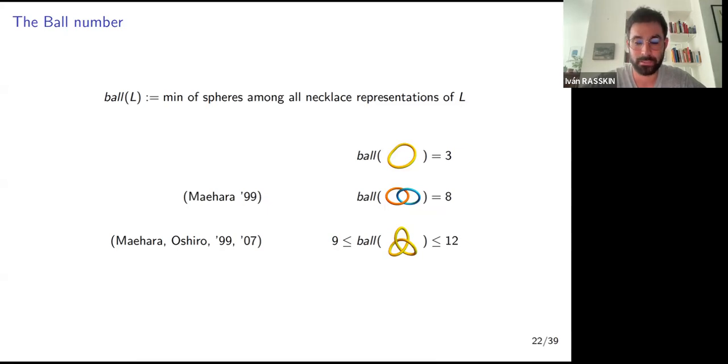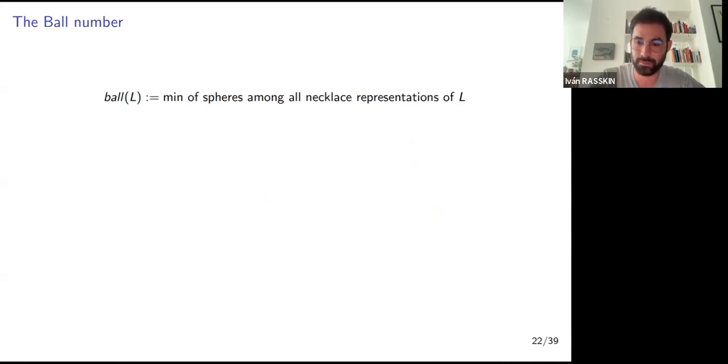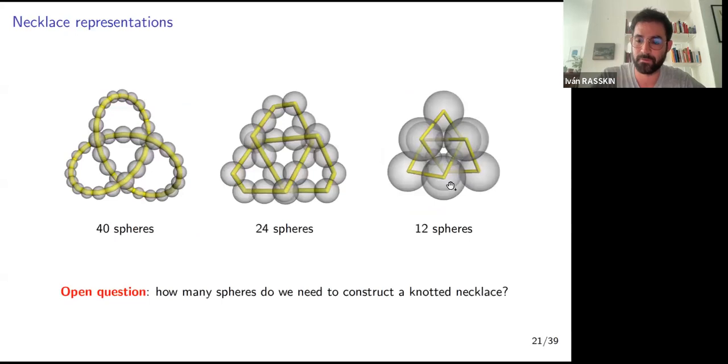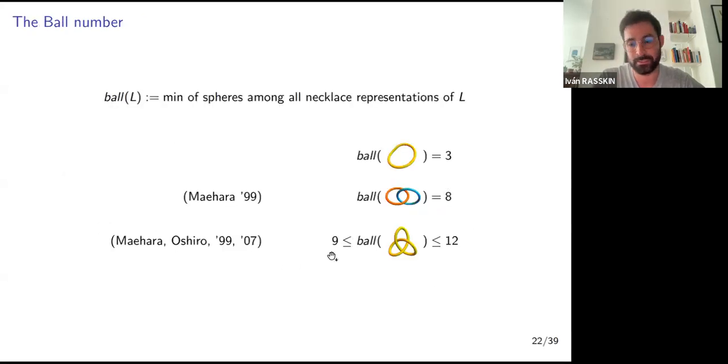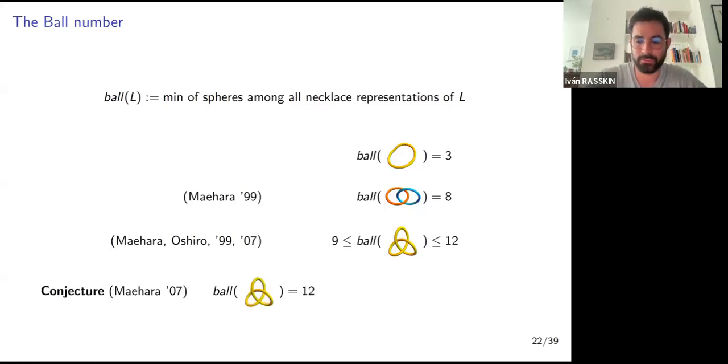Maehara and Ozawa proved that for the trefoil knot, they gave a construction with 12 spheres, which is the construction that we saw here. And they managed to prove that with 8 spheres, no matter the position, we cannot construct a trefoil knot. So it's still open. With 9, 10, and 11, we don't know if we can construct this trefoil knot. So they conjecture that their construction is optimal.